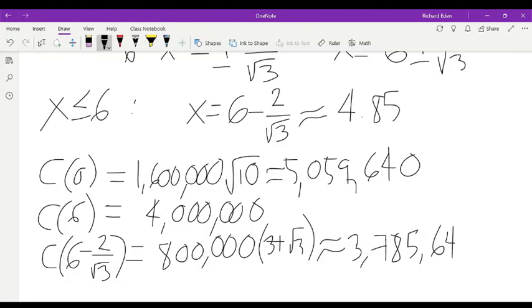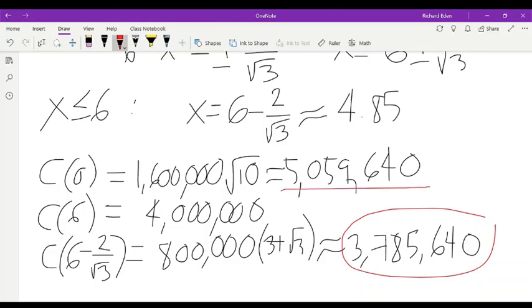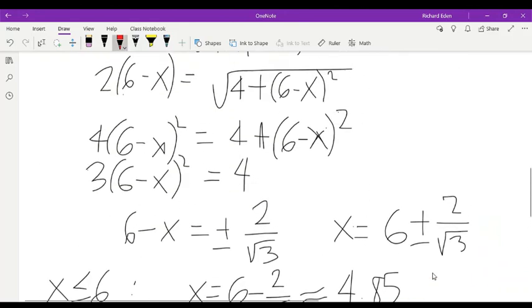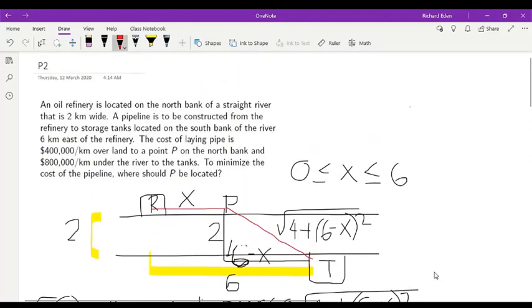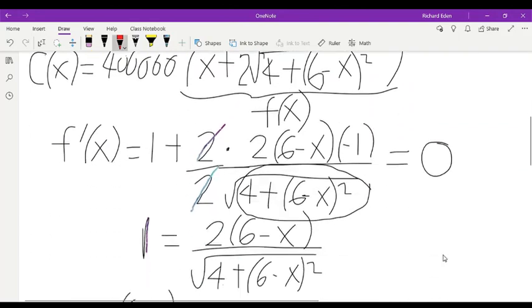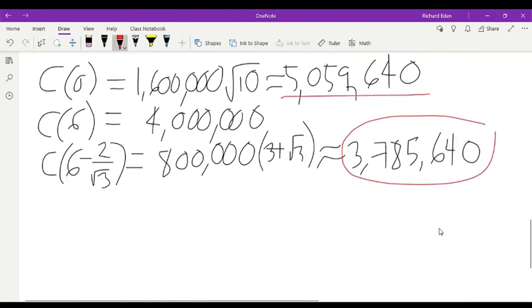Alrighty, so assuming I did these computations correctly, we're trying to find the least cost. So the absolute minimum is this third figure. The first figure is the absolute maximum, which I just underlined, which occurs when x is equal to 0. And when x is equal to 0, if you go back to the figure, that's when P is coincident with R. So the pipe is going to be entirely underwater. So to minimize the cost, let's make sure we answer the question. Where should point P be located?